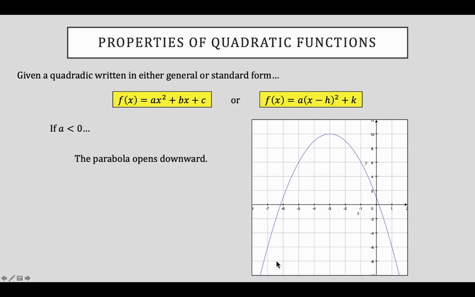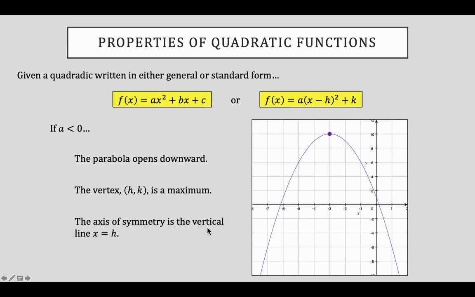All right, our parabola will open downward, and this means that the vertex h comma k is going to be a maximum. In this case, it looks like my maximum, my vertex, is at -3 comma 10. And as we said before, the axis of symmetry is the vertical line x equals h, where h is the x coordinate of our vertex. In this case, x equals -3 would be our axis of symmetry.